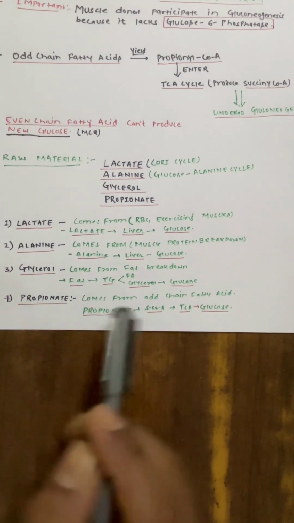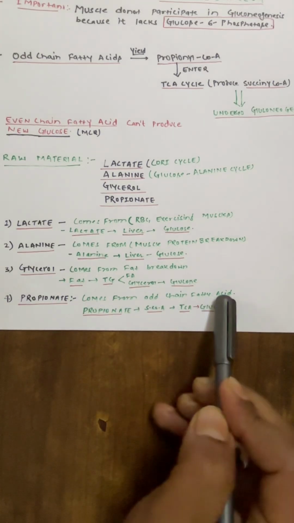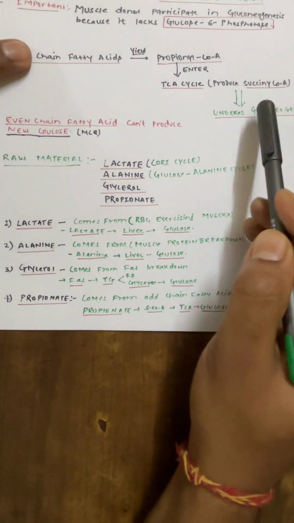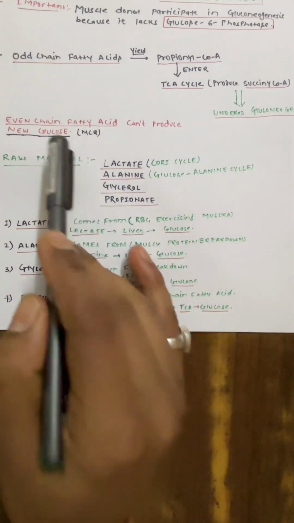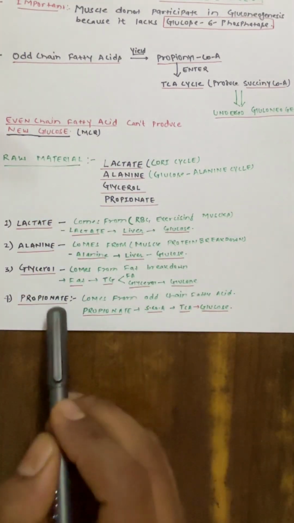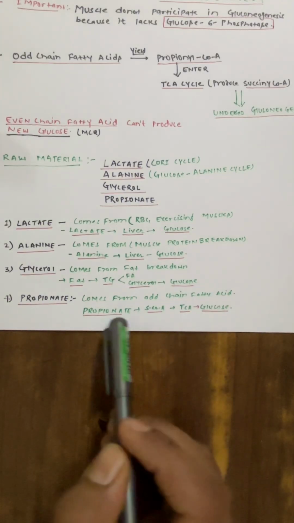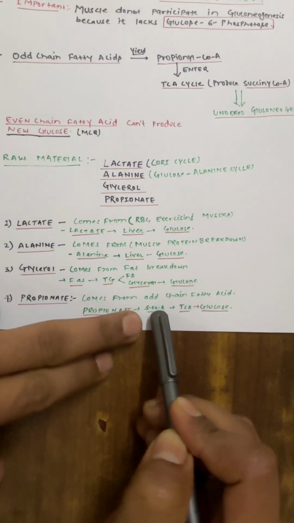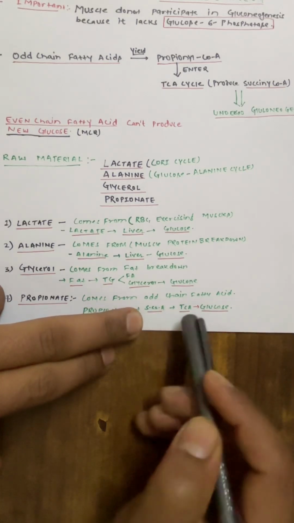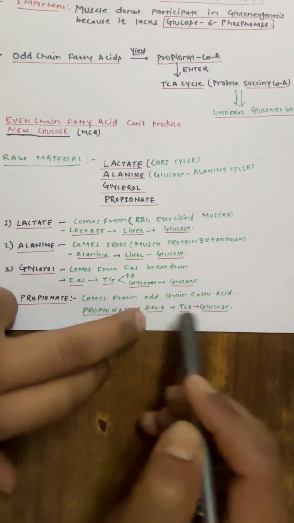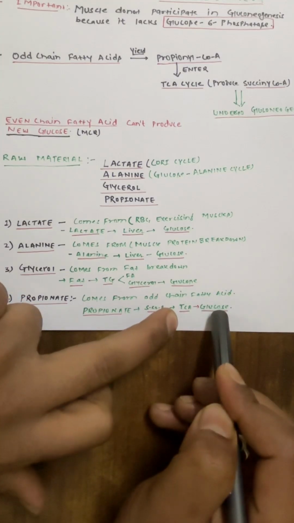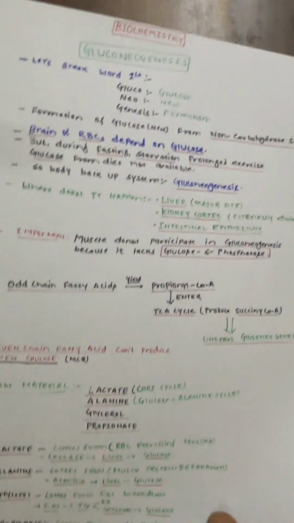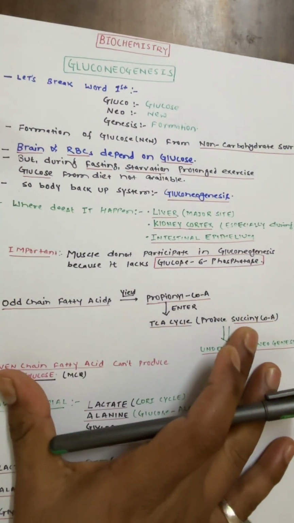The last one is propionate. Propionate comes from odd chain fatty acids, as we have already discussed that odd chain fatty acids participate in gluconeogenesis, while even chain fatty acids can't produce new glucose. The propionate forms succinyl coenzyme A, then enters the cycle, and then glucose is formed. So this is all about the basics of gluconeogenesis.